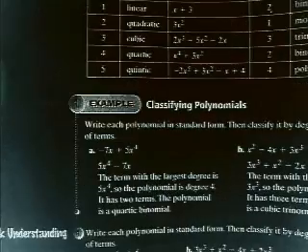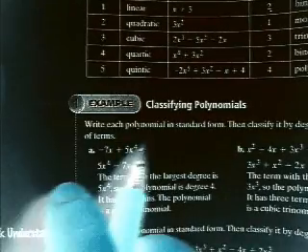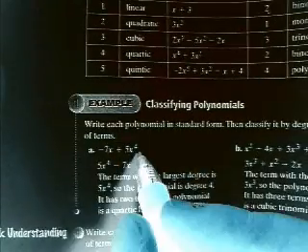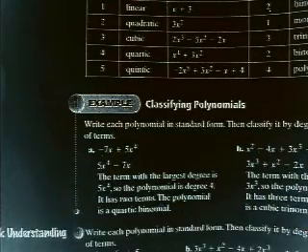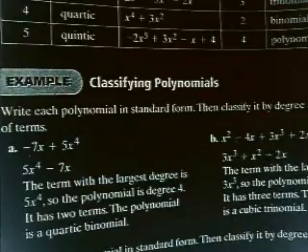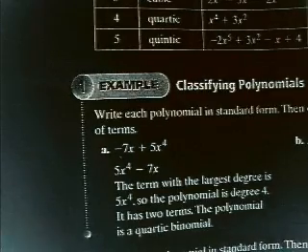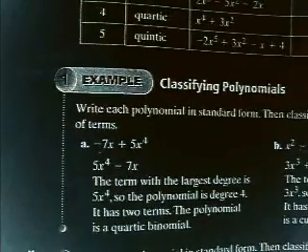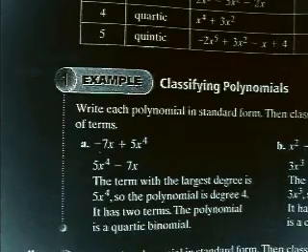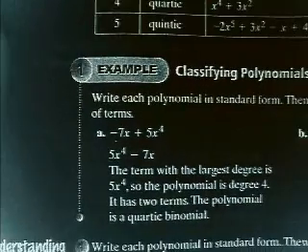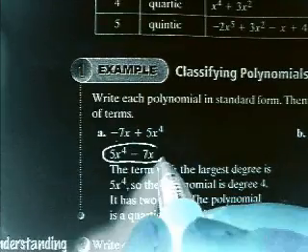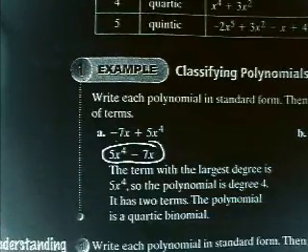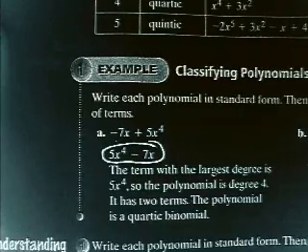Now, in example 1 here it says, write each polynomial in standard form. There's no simplifying that I can do here. These are as simple as they are going to get. So it's not about doing any kind of math. It's about rearranging them so that they are in decreasing order of exponents.